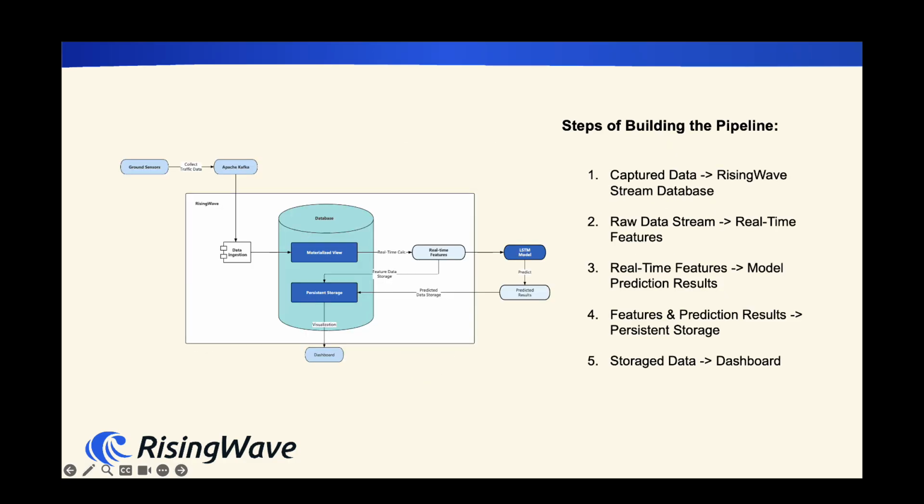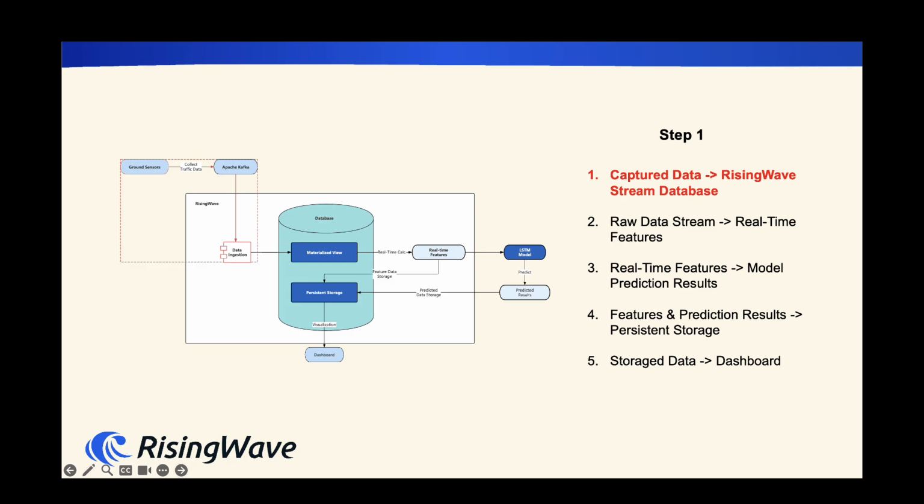Here's a quick look at the data flow for our demo. As you can see, data moves through 5 main stages, from the initial capture by sensors and cameras to the final visualization. At the heart of this entire process, you'll find RisingWave, acting as the central data hub. Now, let's get started and build this out.